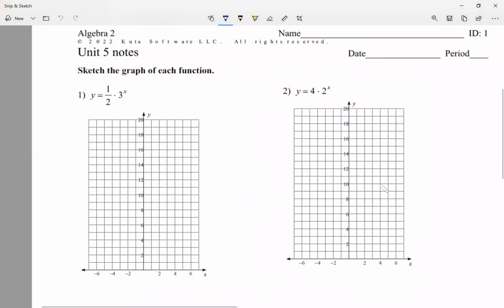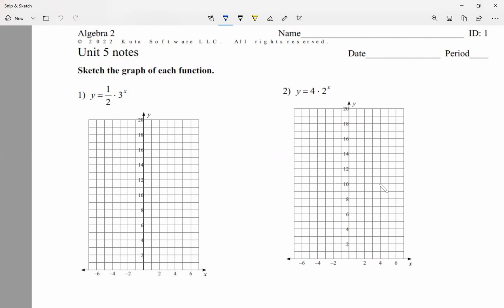Okay, now this unit we're going to start by graphing what we call exponential equations. That sounds like an exponent. Yeah, basically the x is going to be an exponent. So here I have y equals 1/2 times 3 to the x. There's two methods I'm going to cover. One of them I'm going to cover today and then the other one tomorrow.